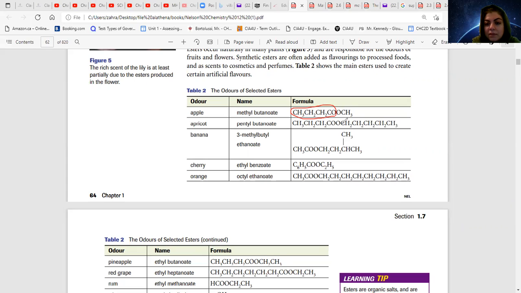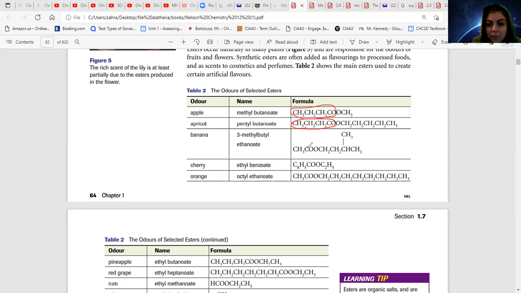Same thing happening. So here, this carbon has double bond with oxygen. How do you know? Because there is no hydrogen here. But this carbon is just singly attached to oxygen. Therefore, this will be your main chain, butanoate, and 1, 2, 3, 4, 5 is going to be pentyl.